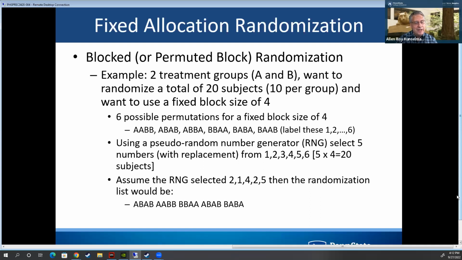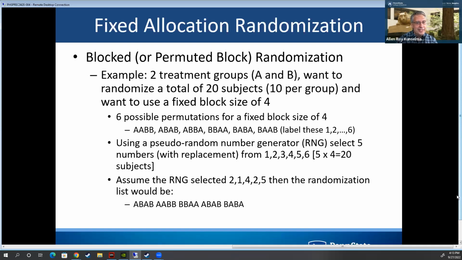Why am I selecting 5? Because we want a total of 20 subjects and a block size of 4. 4 times 5 is 20, which gives you your 20 subjects. So let's assume this random number generator picks the numbers 2, 1, 4, 2, 5 for the 5 blocks.